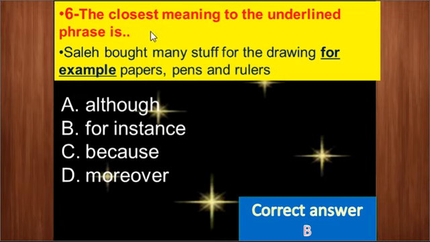Here we have to choose a synonym for one of the words that has the closest meaning. Salih bought many things for the drawing. For example, paper, pens, and rulers. The correct answer, for example, its synonym is, for instance, B.